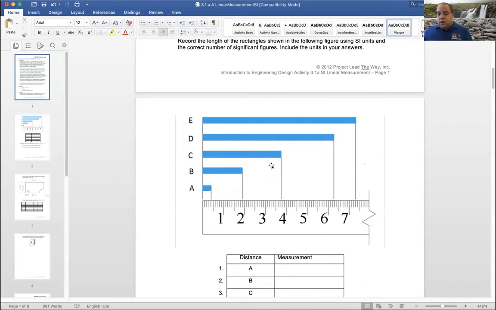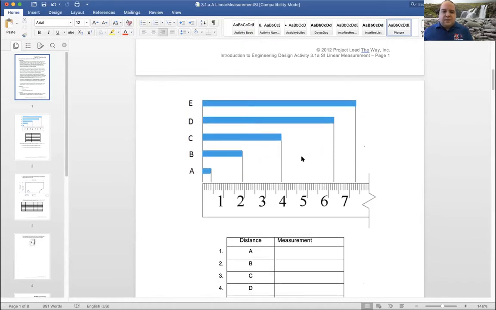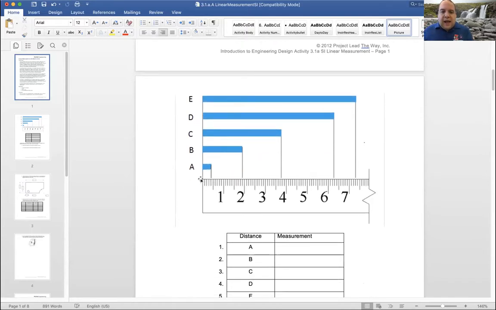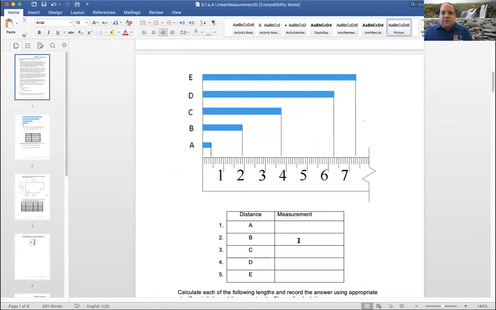Using the same process, you are going to determine how long is box A, how long is box B, how long is C, so on and so forth. And you're going to fill that in on the chart. Now when we are recording our numbers, you've got to make sure you record the units. So all of these will be in centimeters. You're recording everything in centimeters.